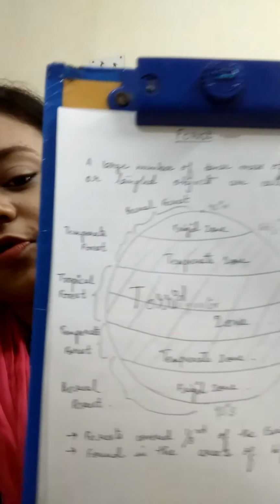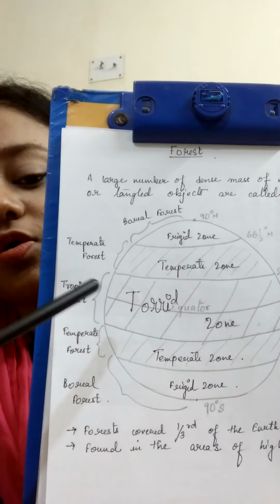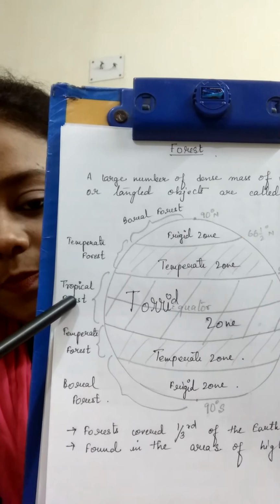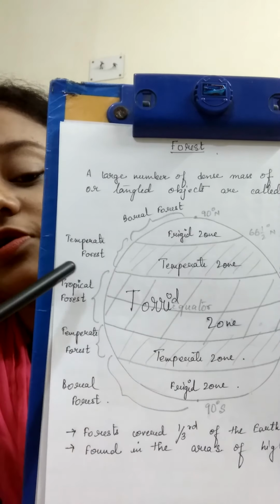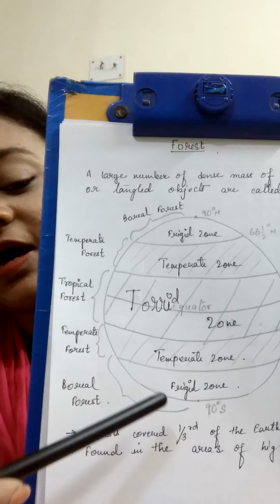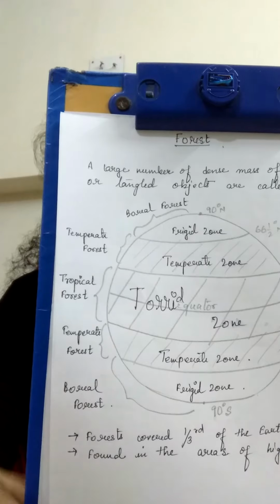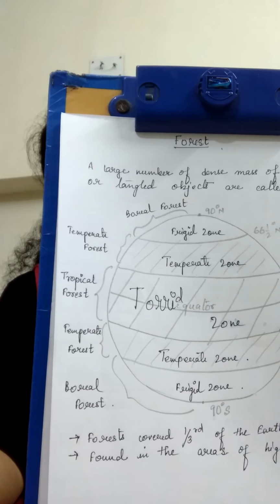The earth comprises the 3 heat zones. Now the 3 types of forest also lie here. In the torrid zone, the forest which lies is called tropical forest. In the temperate zones, the forest which lies is called temperate forest. And the forest which lies in the frigid zone, or the polar zone, is called boreal forest. So these are the 3 types of forest which lie in the 3 heat zones. Torrid zone has the tropical forest, temperate zones have the temperate forest, and frigid zone has the boreal forest.